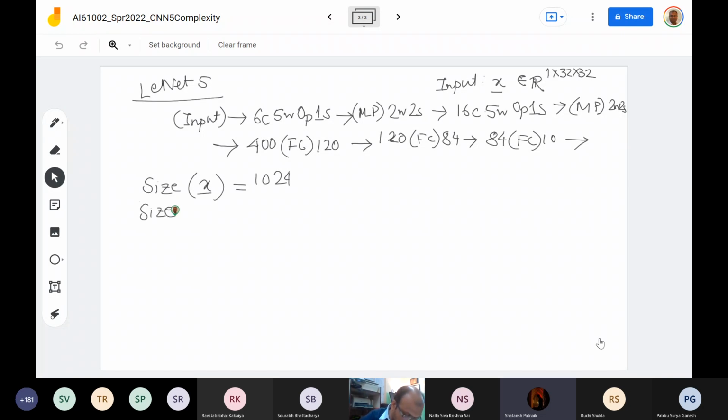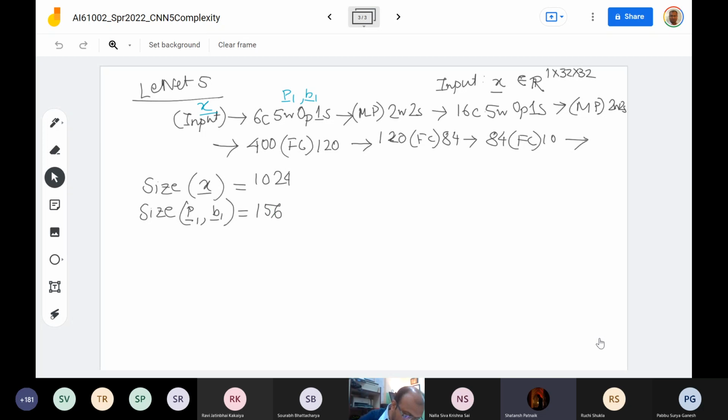So let me write. This input is what I call X. This first convolution layer is what I called P1 and B1. So what is the size of P1, B1 going to be? 156. Okay, good.